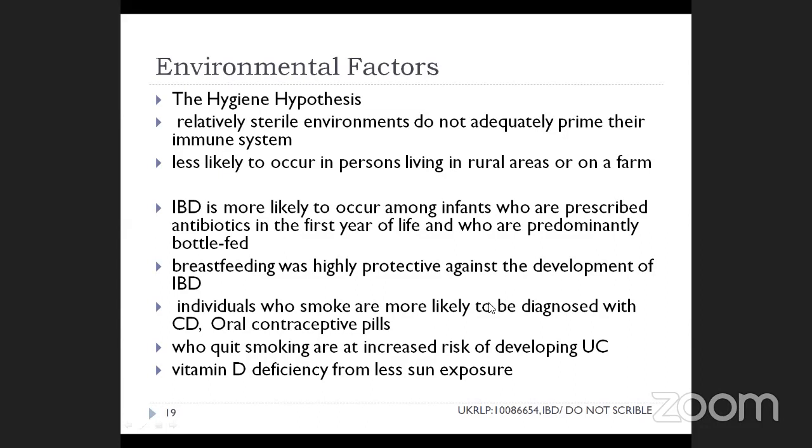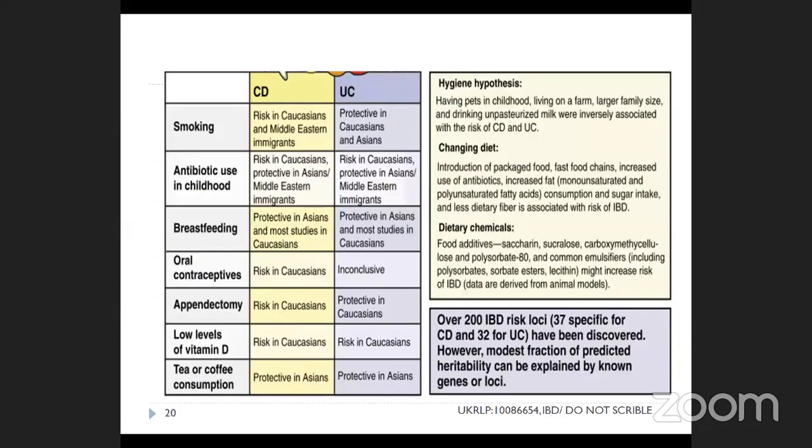So overall, combining all the environmental factors and the genetic factors, the difference between Crohn's disease and ulcerative colitis is that smoking is a risk in Caucasians and the Middle East in Crohn's disease. However, it is protective in Caucasians and Asians. The antibiotic use in children, as I said, is a risk in Caucasians, Asians, and the Middle East, in all the geographical regions. However, in ulcerative colitis, it is again a risk.